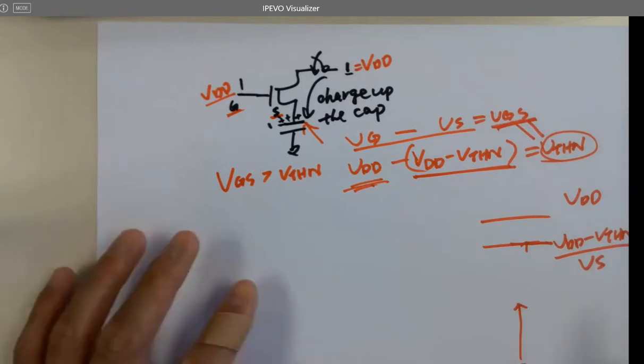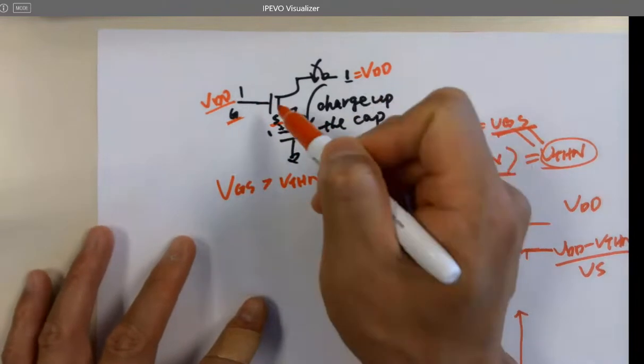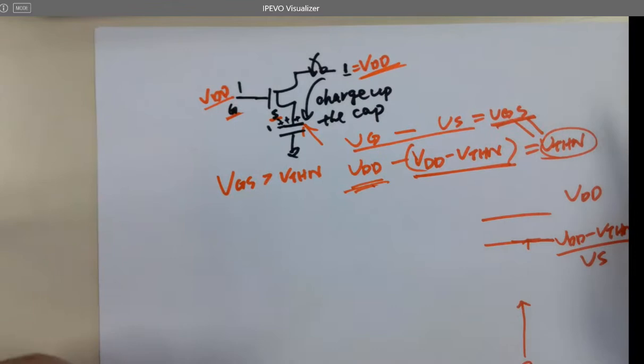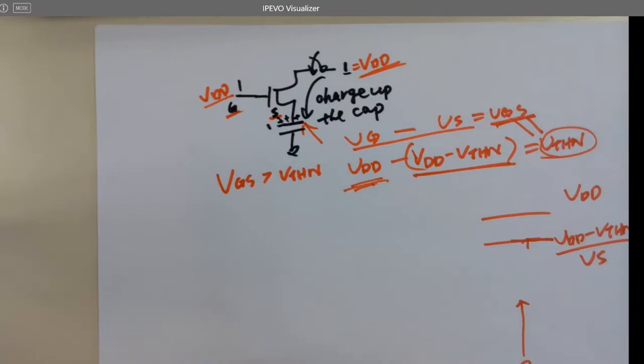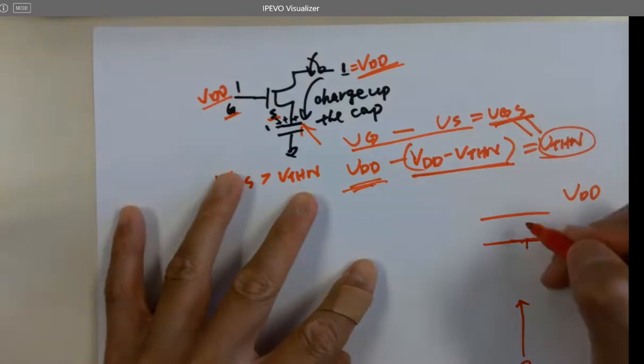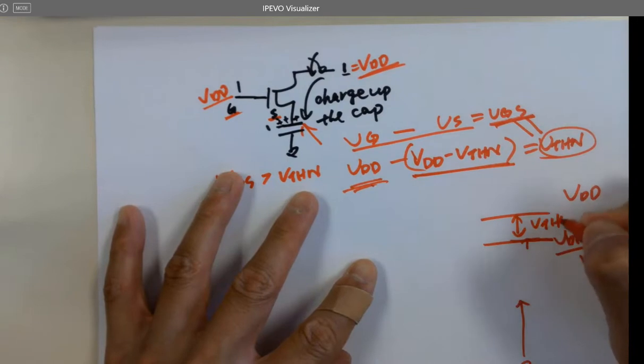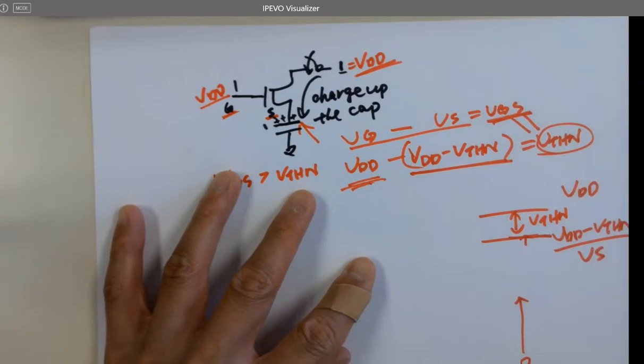So my question is, if you're trying to use an NMOS to pass VDD, can you pass the entire VDD over to the other terminal? No. So how much voltage is being lost? VDD minus VTH, that difference. How much is being lost? Oh wait, that's just VTH? Yeah.